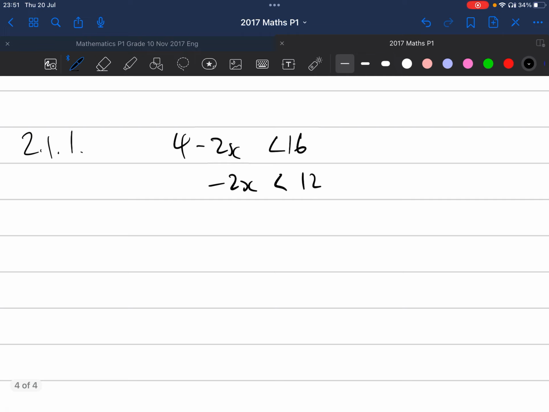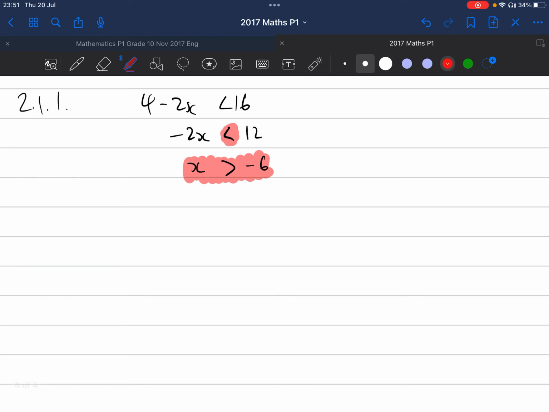And then now we can just divide both sides by minus 2. So we'll have x, and then on this side we'll have minus 6. Now here's where the catch comes in. Whenever you have an inequality and you're dividing by a negative, so here we divided by negative 2, the sign switches around. So now instead of being less than, it will be greater than. So there's your answer there. x is greater than minus 6.